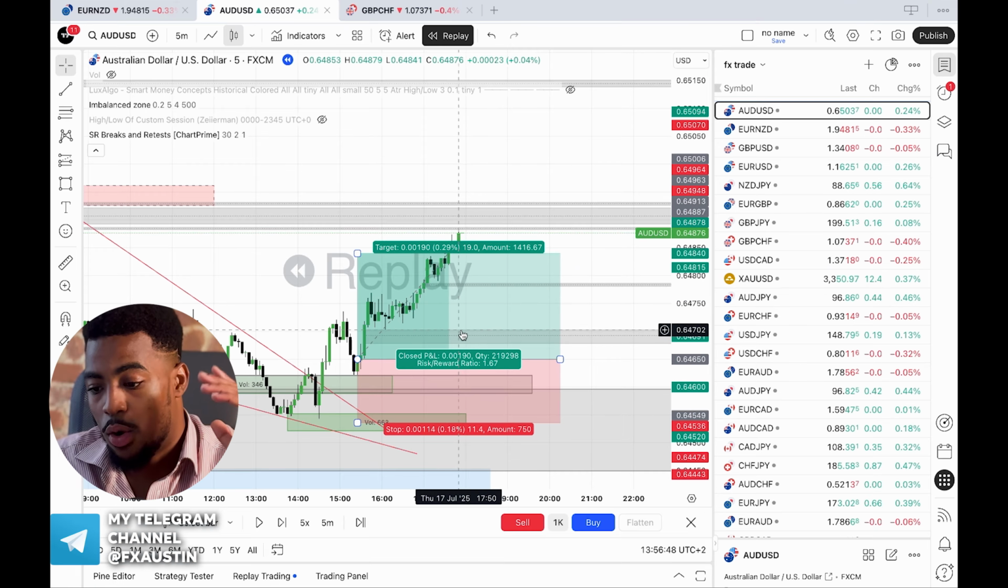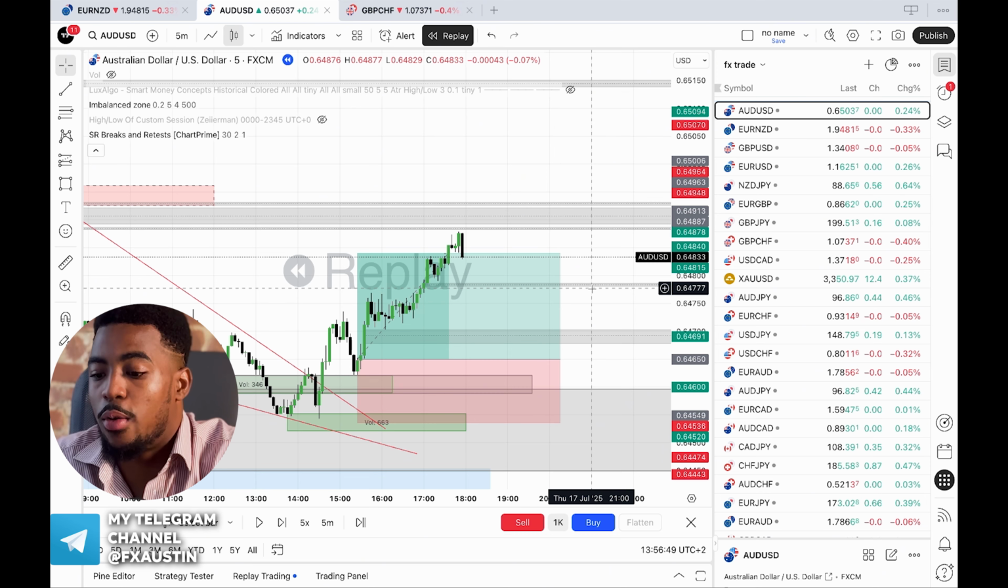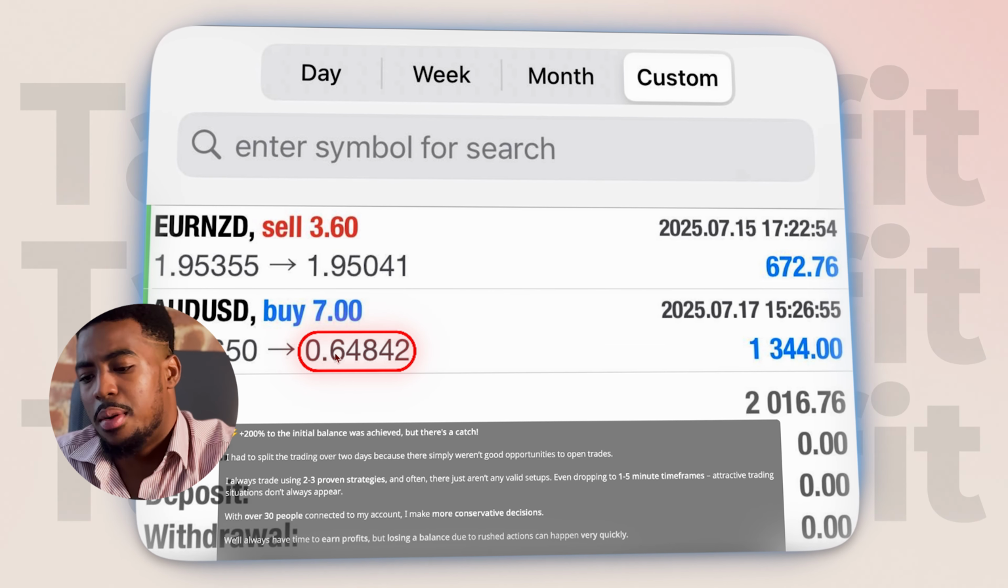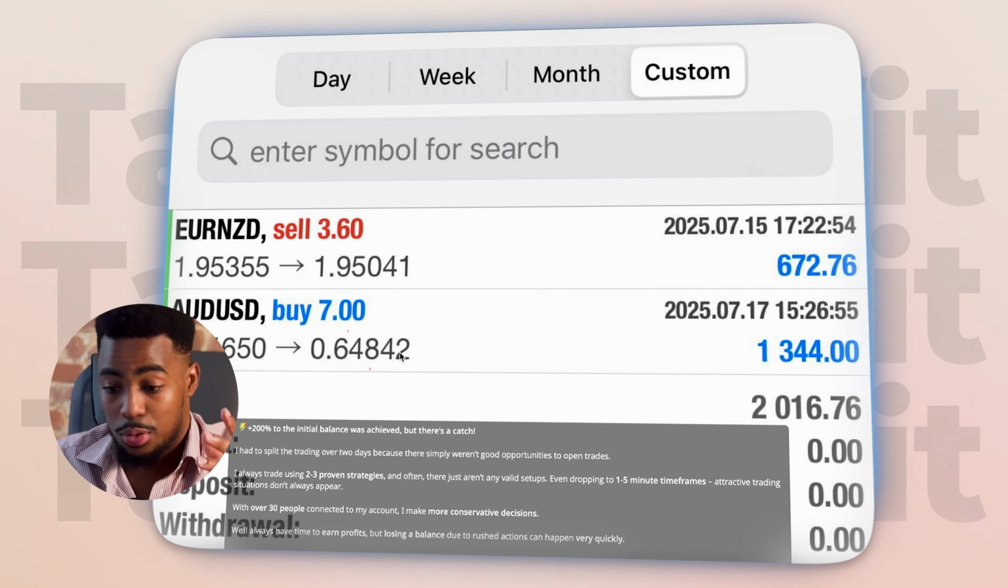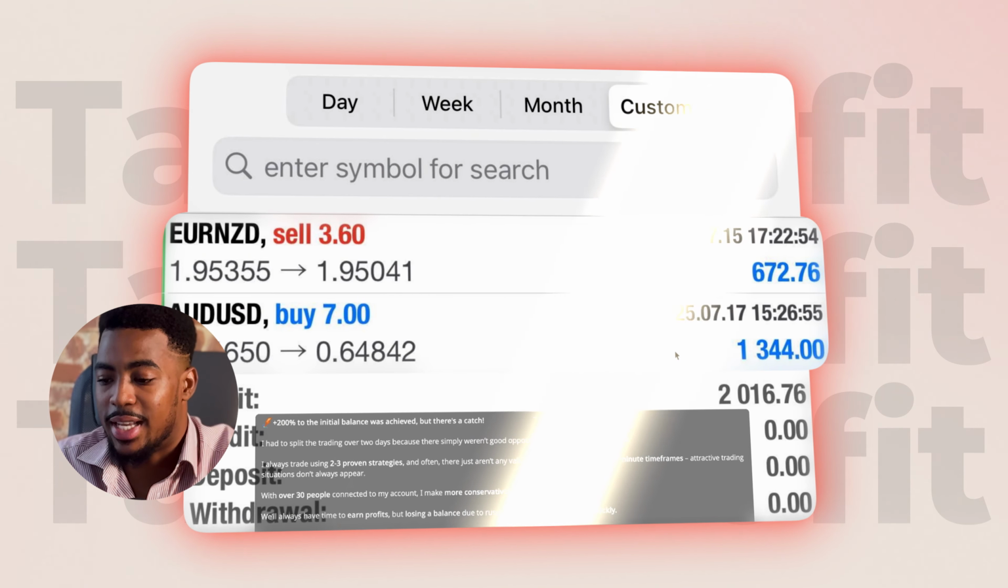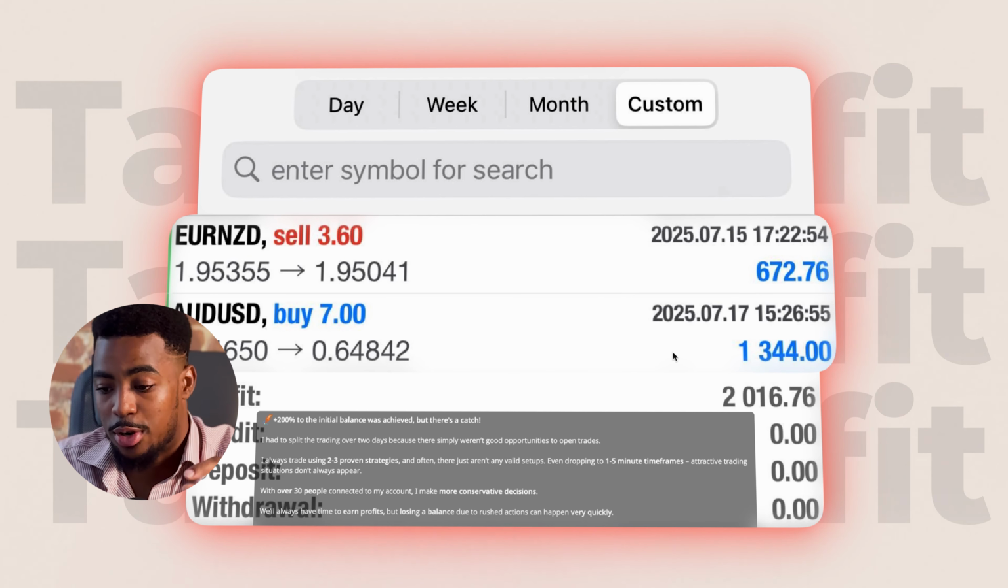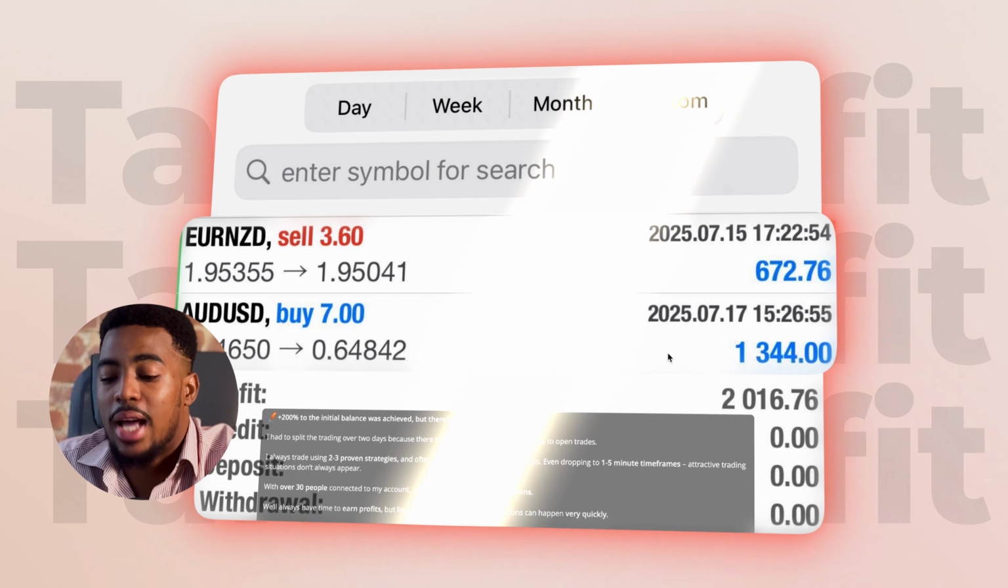As you can see, we are reaching the take profit quite closely. In the real trade, my take profit was at 64,842, but it was roughly at that same level. Thus, in one trading session with a balance of $1,000, I managed to make $3,000.